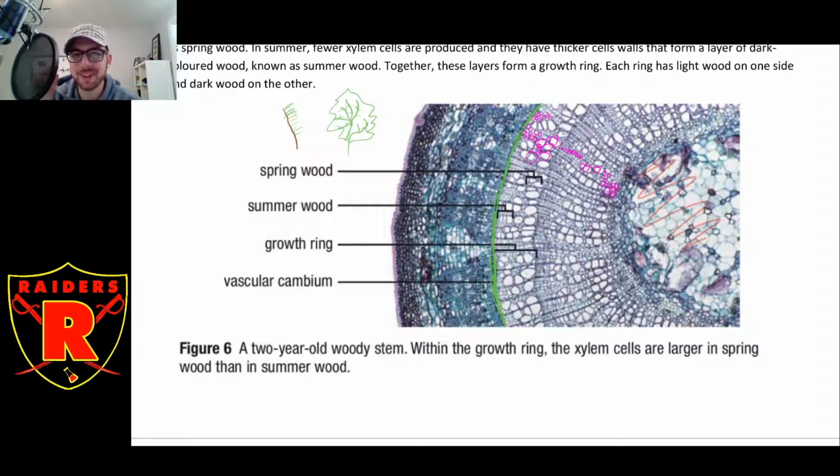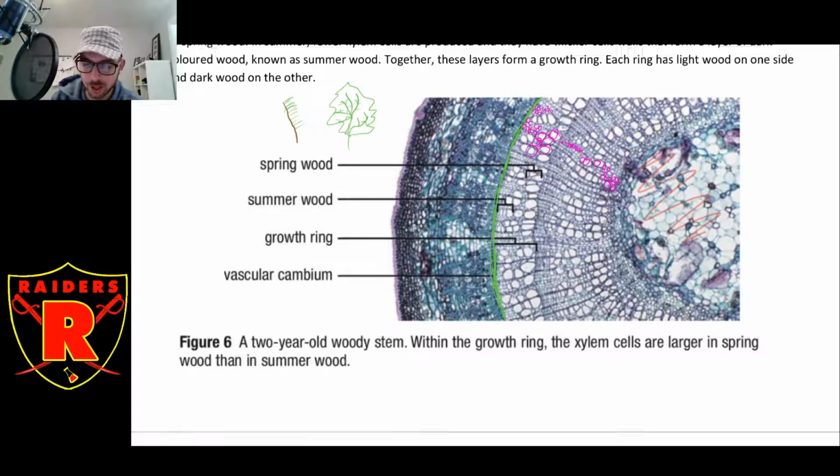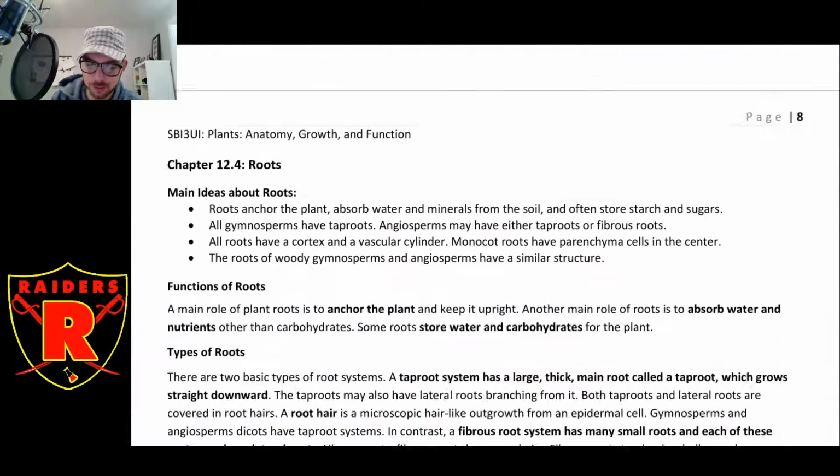So there's some basic idea about the structure and function of the stuff in stems. We're going to get into a lot more detail when we talk about transport in terms of how things are actually moving through these structures. But for now, that's good enough. That's just the basic structural stuff.